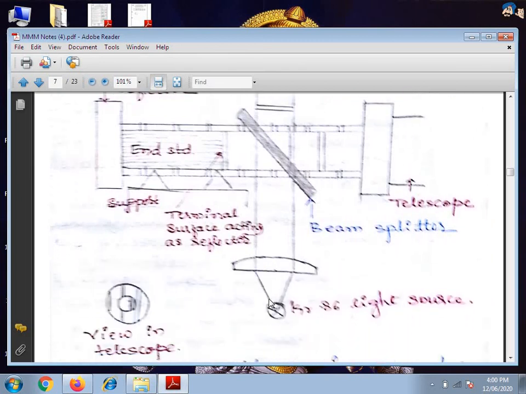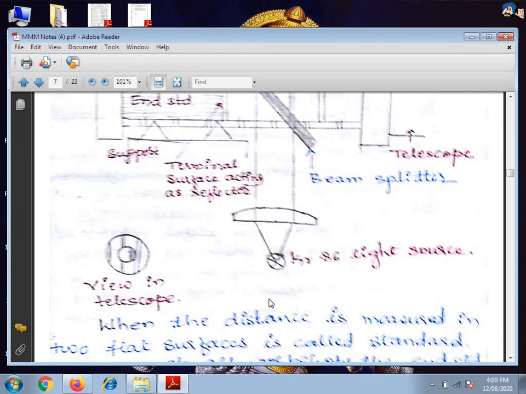So this is about the primary standards. We will see next, in the next video, limits, fits and tolerances.